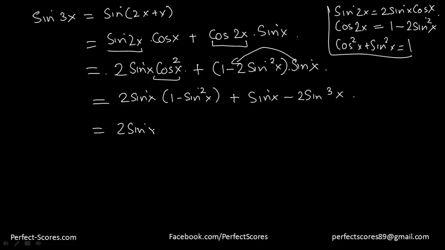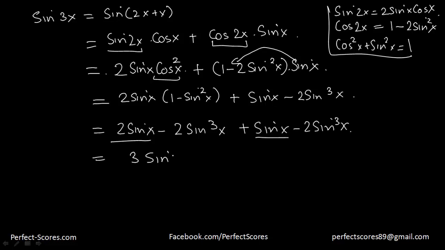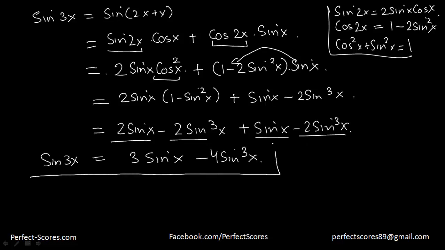So this is going to be 2 sine x minus 2 sine cube x plus sine x minus 2 sine cube x. This is going to be equal to 2 plus 1, which is 3 sine x minus 2 plus 2, 4 sine cube x. So sine of 3x is actually equal to 3 sine x minus 4 sine cube x. Again, a very important expression. You might want to write this one down.